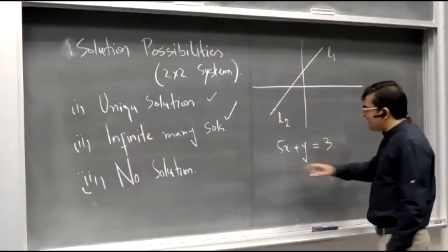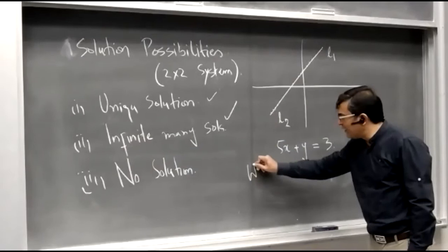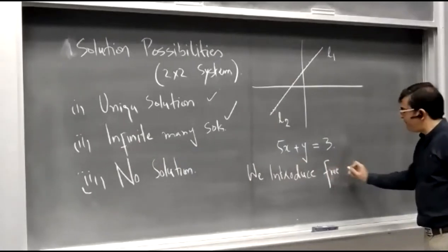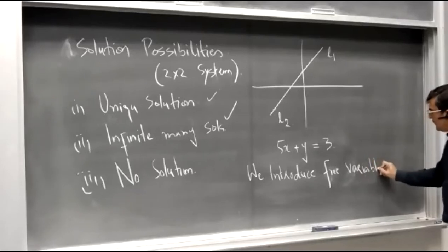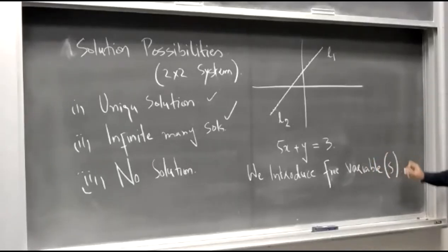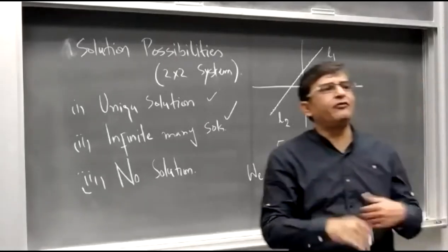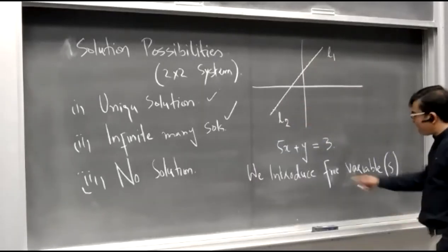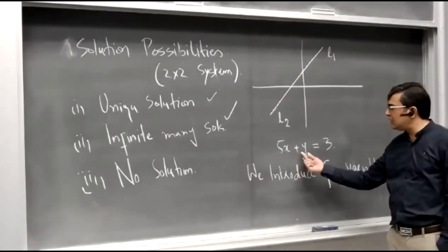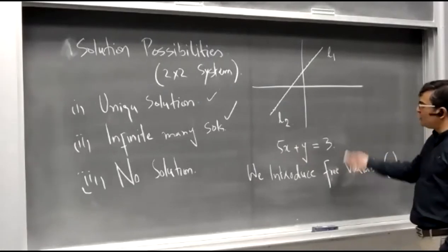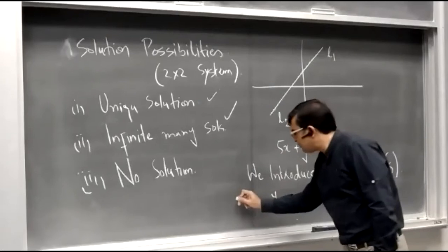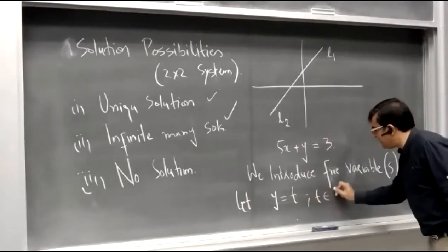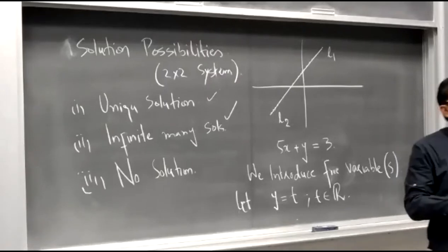Okay. Now, in this case, what we do is introduce free variables. Variable or variables; if we have a bigger system, 3x3, 4x4, then we have to introduce more free variables. Now, what is a free variable? We can choose a free variable from either of these two variables. For example, I suppose, or you can say, let y is equal to t, where t is some free variable and t belongs to R. t is any real number.